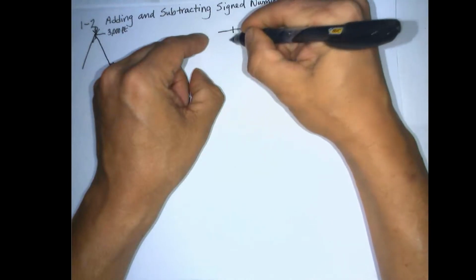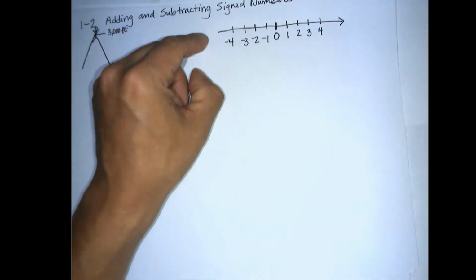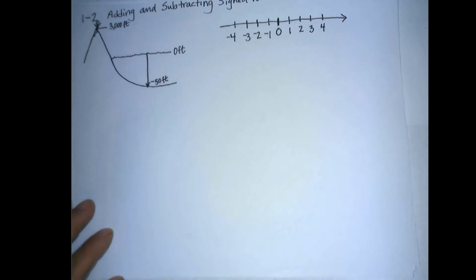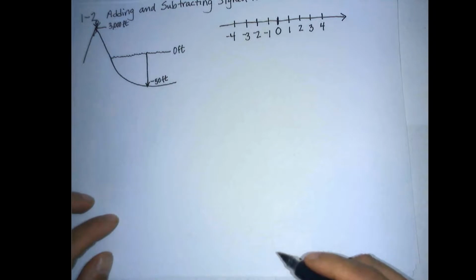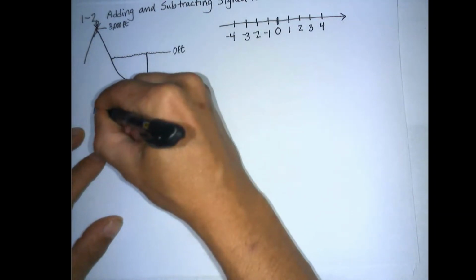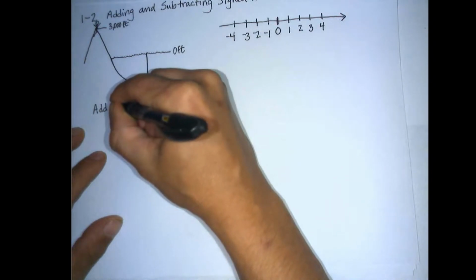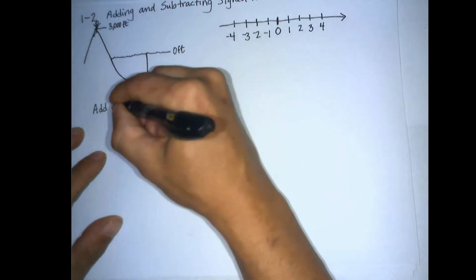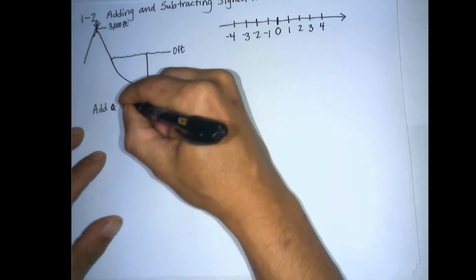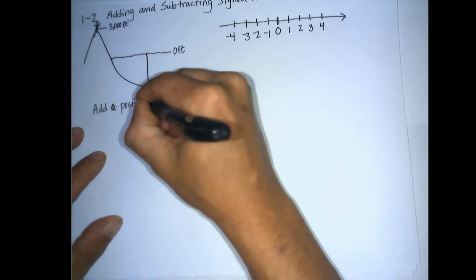The negative numbers. Before I get into the formal way we add and subtract these, I want to give an explanation of what it means to add and subtract positive and negative numbers. We're just going to add first. Add a positive number.